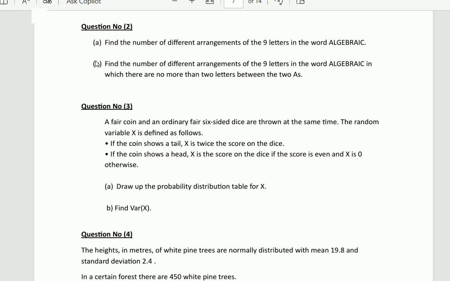Part B is, find the number of different arrangements of the 9 letters in the word ALGEBRAIC, in which there are no more than 2 letters between the two A's.